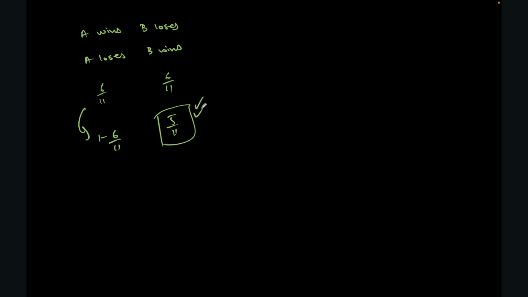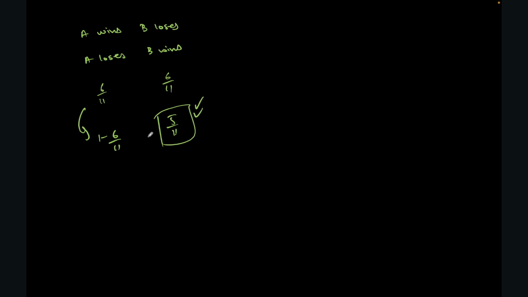Well, ideally, if A wins, then B loses, and if A loses, B wins. It's that simple. It's not A, B, and C playing. There's just one person, right? Either you win or you lose, and if one wins, the other loses. Simple as that. So if A wins, that's 6 by 11, then B loses. The probability of B losing is 6 by 11. That means if A loses, that's 1 minus 6 by 11, and that's 5 by 11. So the probability of B winning is 5/11ths.